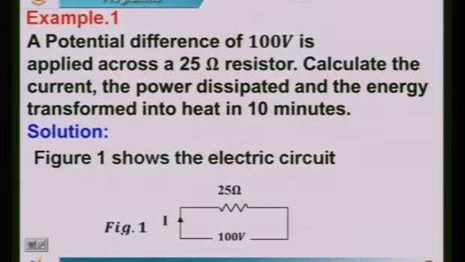A potential difference of 100 volts is applied across a 25 ohm resistor. Calculate the current, the power dissipated, and the energy transformed into heat in 10 minutes. Whenever a problem is given, it is always preferable to convert the sentences into a circuit or a sketch. It gives a much better idea.